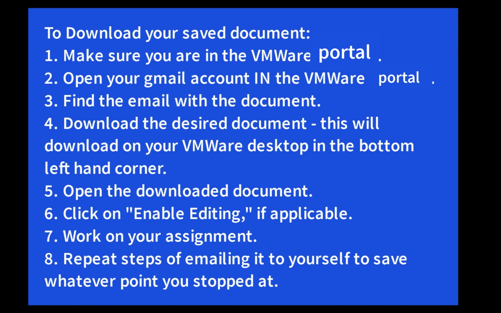Once you have found the desired assignment, you will click on it so that it downloads. You'll find that it downloads in the bottom left-hand corner, or it should download in the bottom left-hand corner of your VMware screen. And from there, go ahead and open it. And then you can continue working on the assignment at whatever point you left off on. And then you would go through the same steps of saving it to your desktop first, and then emailing it to yourself at whatever point you needed to take a pause.